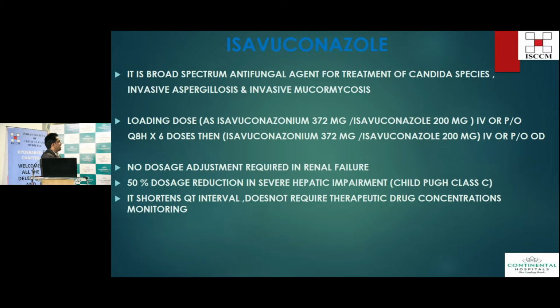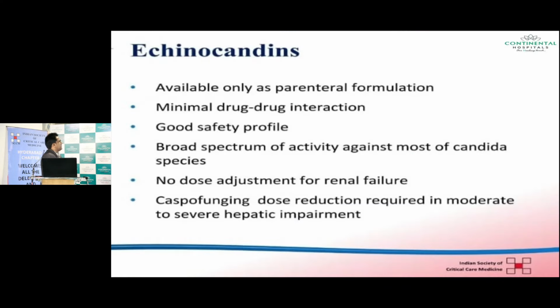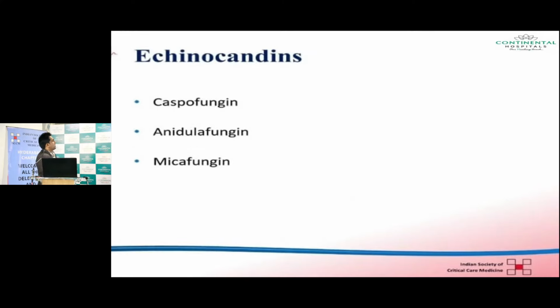Compared to other drugs, it shortens the QT interval and does not require therapeutic drug concentration monitoring. Echinocandins are another class of drugs available only in parenteral formulation. They are relatively safe and have a broad spectrum of activity. No dosage adjustment is required in renal failure. However, caspofungin dose reduction is required in severe hepatic impairment. The echinocandins are caspofungin, anidulafungin, and micafungin.